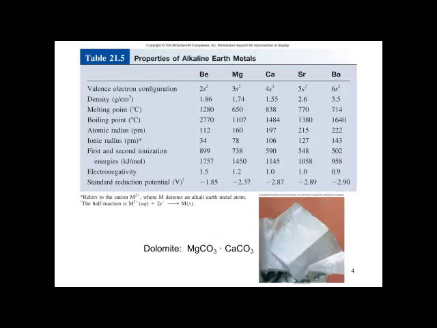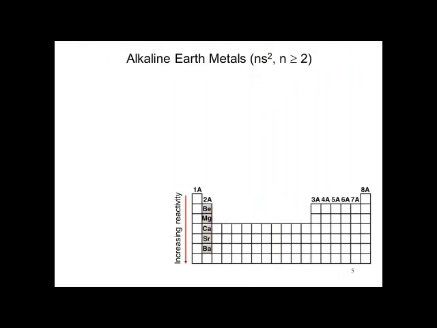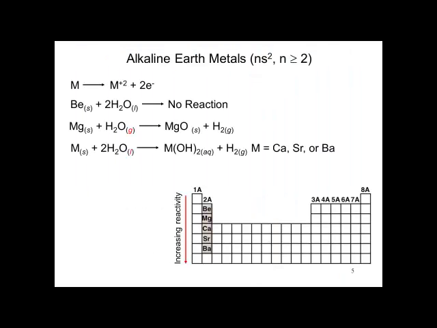Here are the properties of the alkaline earth metals, group 2A. They have 2 electrons in the outermost shell. Their ionization potentials are somewhat higher than the alkali metals. The reactivity is slightly different.